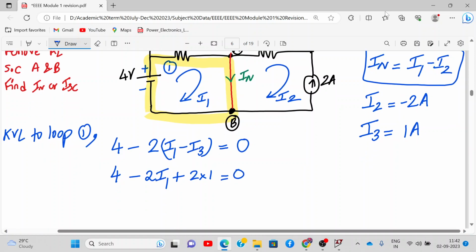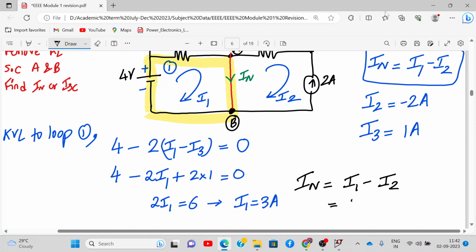So how much is I1? Twice I1 is 6. So I1 is how much? 3 ampere. Okay. Now if I know the value of I1 and I2, what is IN? I1 minus I2, which will be 2 ampere.